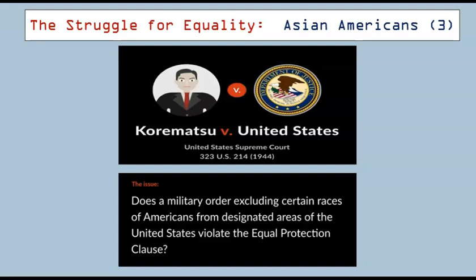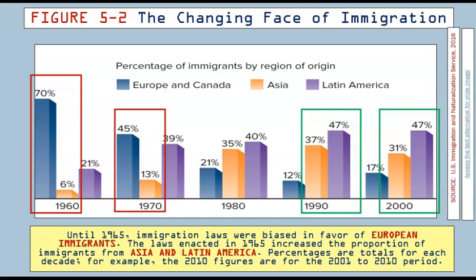And Korematsu is still regarded as a terrible decision by the Supreme Court. But again, it's like the Patriot Act. During times of war, don't expect your country to act like it would normally act. So maybe you have situations such as internment camps brought about. Ideally, that would not be the case. But as you can see, it certainly was in 1944.